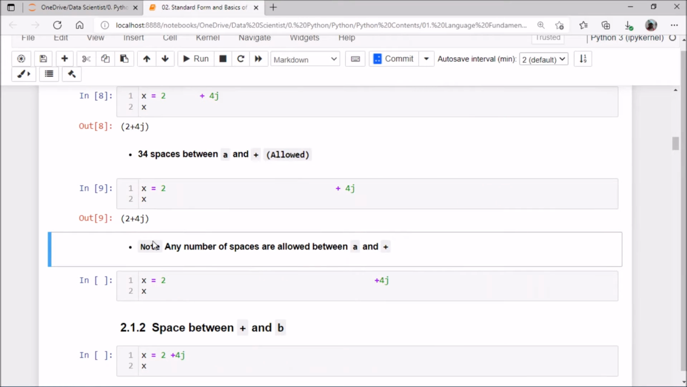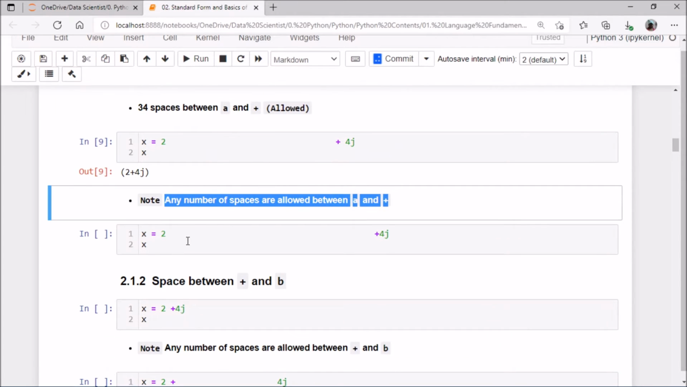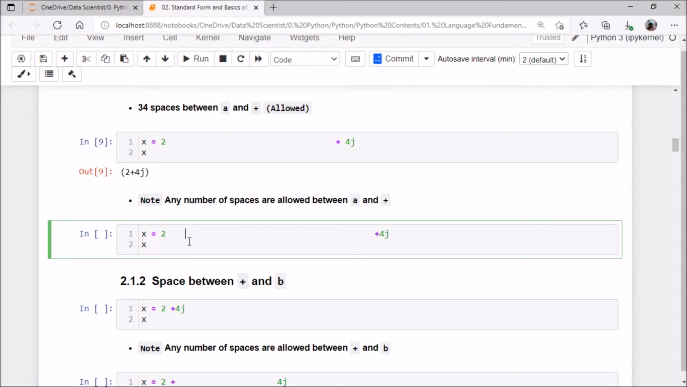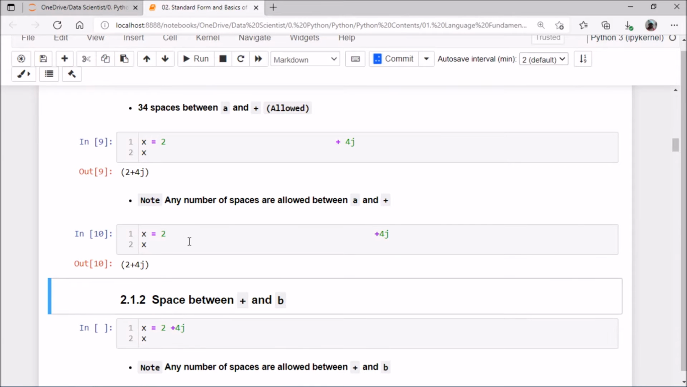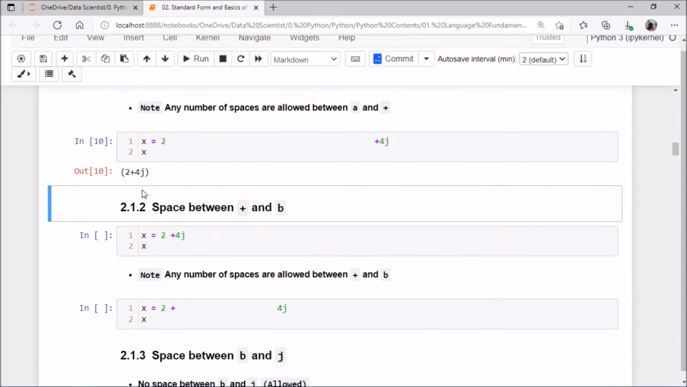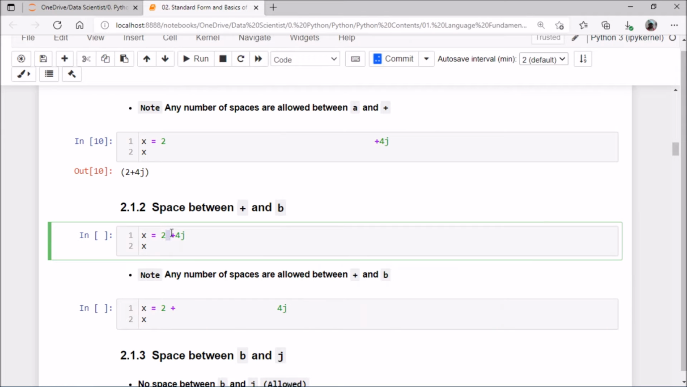The note point is that any number of spaces are allowed between a and plus. We have seen already here, more than 40 spaces are there. And now the term is spaces between plus and b. Here we can give any spaces, and there is also no space between plus and b.